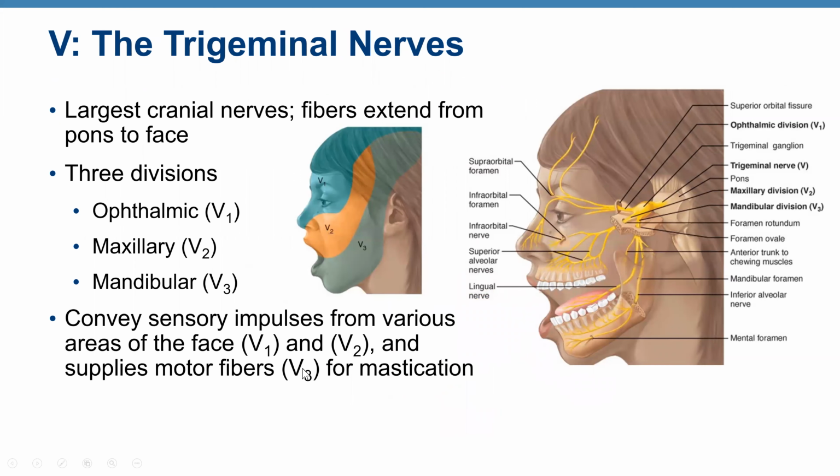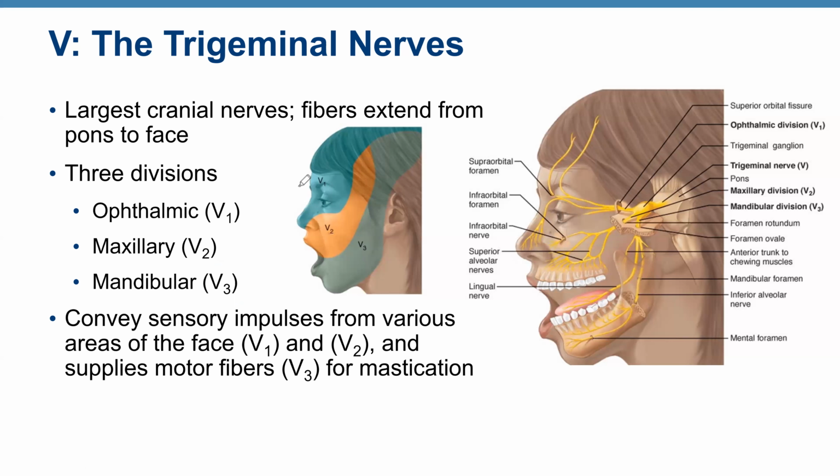Trigeminal nerve. Largest cranial nerve, fibers extend from the pons to the face. So here we have the origin, so it's from the pons, and it has 3 branches. That's why it's called trigeminal. And it has 3 divisions: ophthalmic, V1, maxillary, V2, and mandibular, V3. Conveys sensory impulses from various areas of the face and supplies motor fibers for mastication.